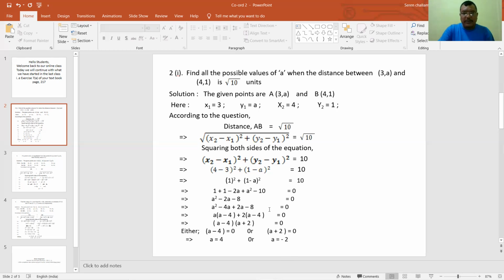So there are two possible values of a as per the question. One is a equal to 4, or the other a is equal to minus 2.